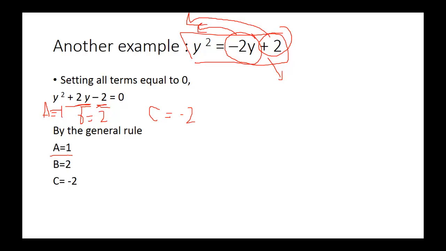Before we continue, I need to ask yourself if you can use factorizing in this equation. Do we have any numbers that if you multiply them you get negative 2, and if you subtract between these numbers you get 2? So of course factorizing cannot solve this equation. So you have to use the general formula.